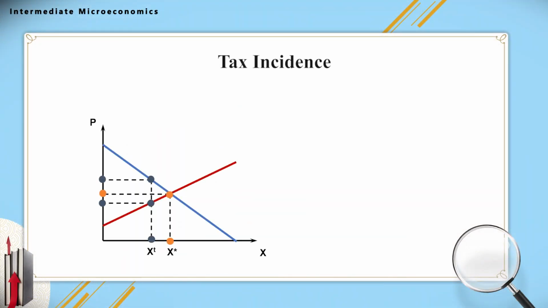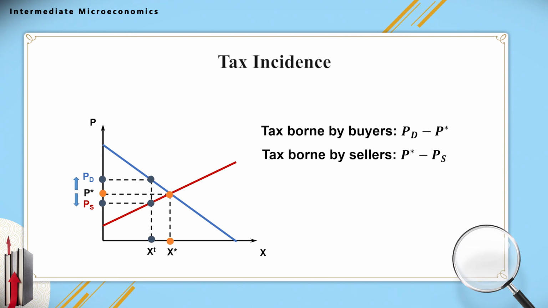In the graph, before the taxation, the price paid by the buyer and received by the seller were both P star. After the taxation, the price paid by the buyer increased to PD, and the price received by the seller is reduced to PS. So for the tax T levied on each unit of goods, the buyers bear PD minus P star, and the sellers bear P star minus PS. The ratio of the two parts is called the tax incidence.